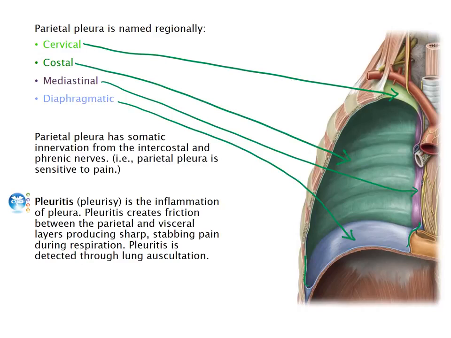Because parietal pleura is innervated by both intercostal nerves and phrenic nerves, that means it's sensitive to pain. A condition that causes pleural pain is pleuritis, also known as pleurisy. This inflammation of the pleura makes the surfaces of the pleura very rough, resulting in excess friction during breathing, which can be detected upon auscultation.